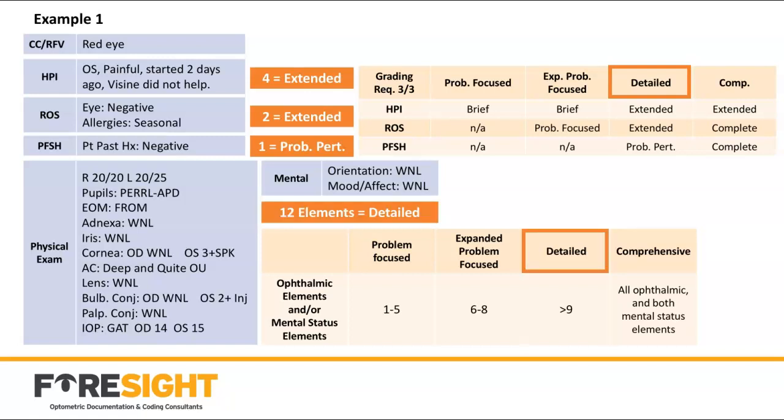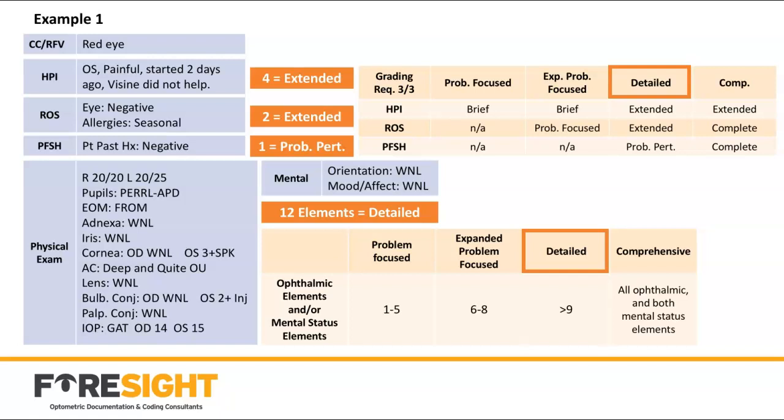You can see here we did 12 elements. So we did acuities, pupils, EOMs. We did a slit lamp, so adnexa, iris, cornea, anterior chamber, lens, bulbar conj, palpebral conj, IOPs, and then we of course did the 2 mental elements, orientation and mood and affect. That gives us a total of 12. So we did not do an internal exam, so we're not getting credit for the 2 internal components. So that gives us 12 elements. Greater than 9, that gives us a detailed exam.